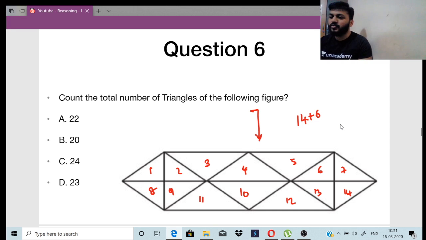Okay, SK is telling it as 22, Shashank is telling it as 24. Subhajit, Devashish, come with your replies.